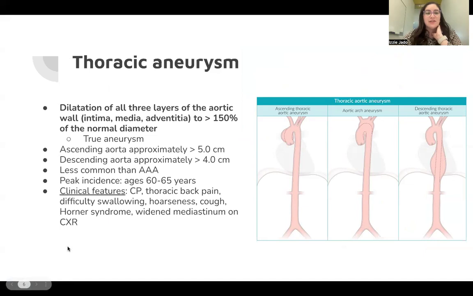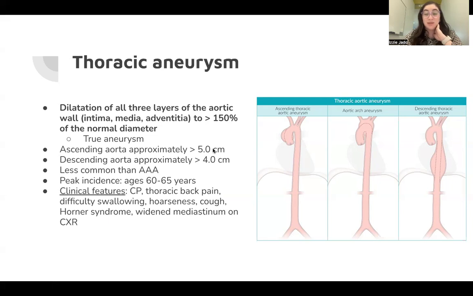So a thoracic aneurysm is when you have dilation of all three layers of the aortic wall, so the intima, media, and adventitia, and this is when they reach greater than 150% of their normal diameter. So this would be defined as a true aneurysm since all three layers are compromised. On Amboss, they had the ascending aorta approximately dilates greater than 5 centimeters, and descending would be greater than 4.